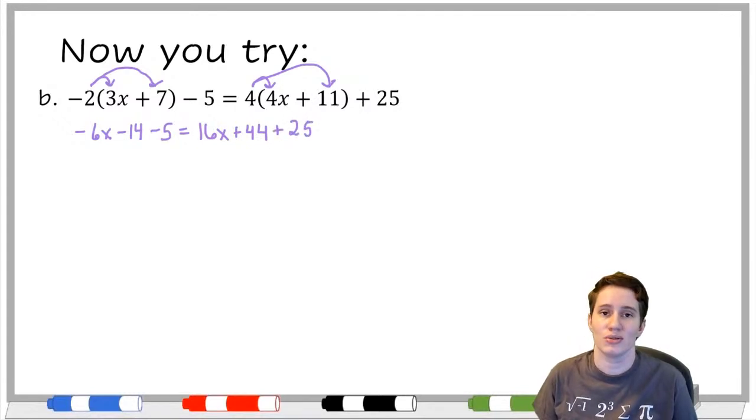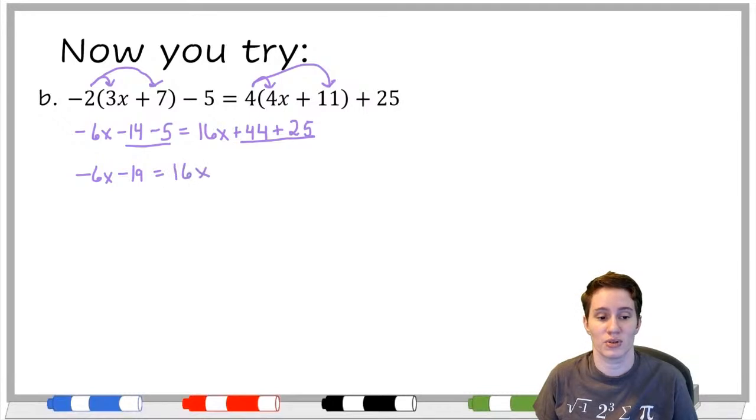Now I'm going to add like terms. So I've got this and this to add together. Not to each other, but like negative 14 minus 5 is negative 19. And 44 plus 25 is 69. And now I'm going to put the x's together and the numbers together.